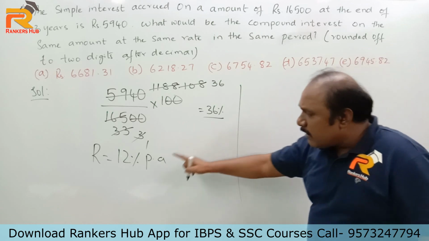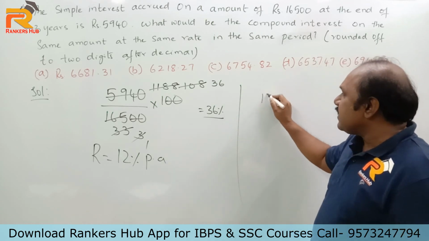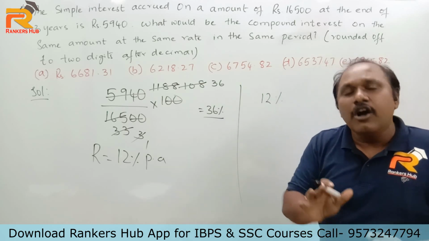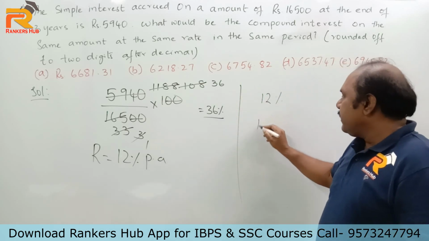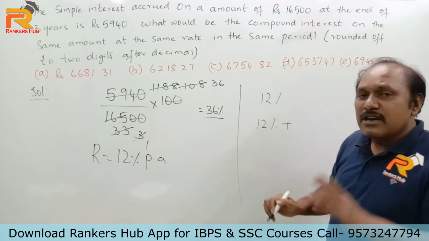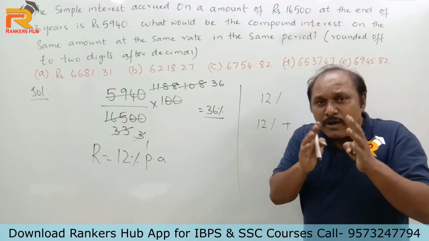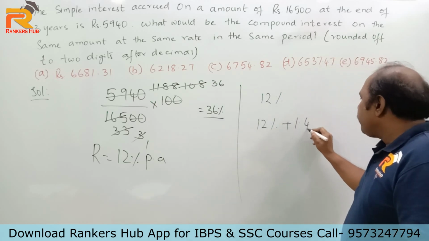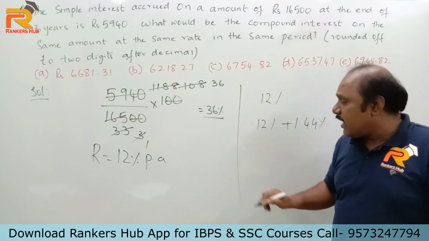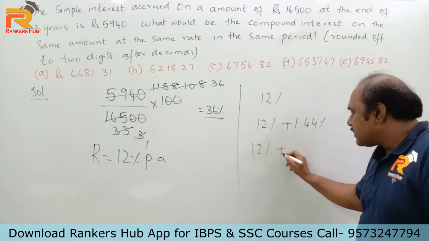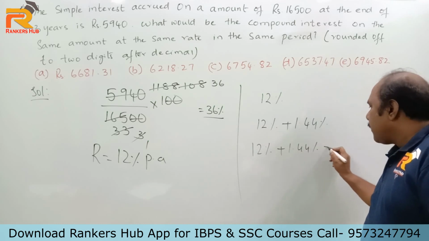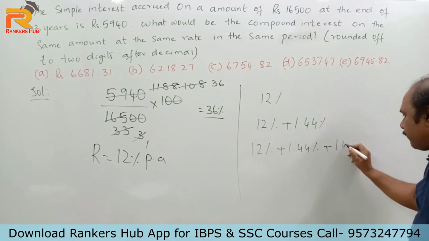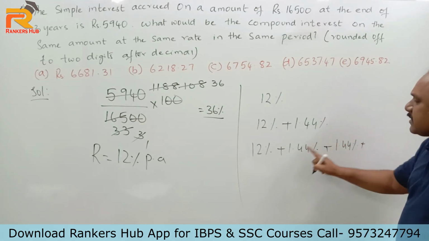So see here, 12% is the rate of interest. So first year interest anyhow is calculated on the principal. So in the first year you will be getting an interest of 12% of the principal. Second year it should be 12% plus 12% of 12%. 12 into 12 is 144. 144 by 100 is 1.44. So you will get 1.44%. Now the third year, again 12% plus 1.44% plus 12% of 12%. 12% of 12% is again 1.44% plus 12% of 1.44.